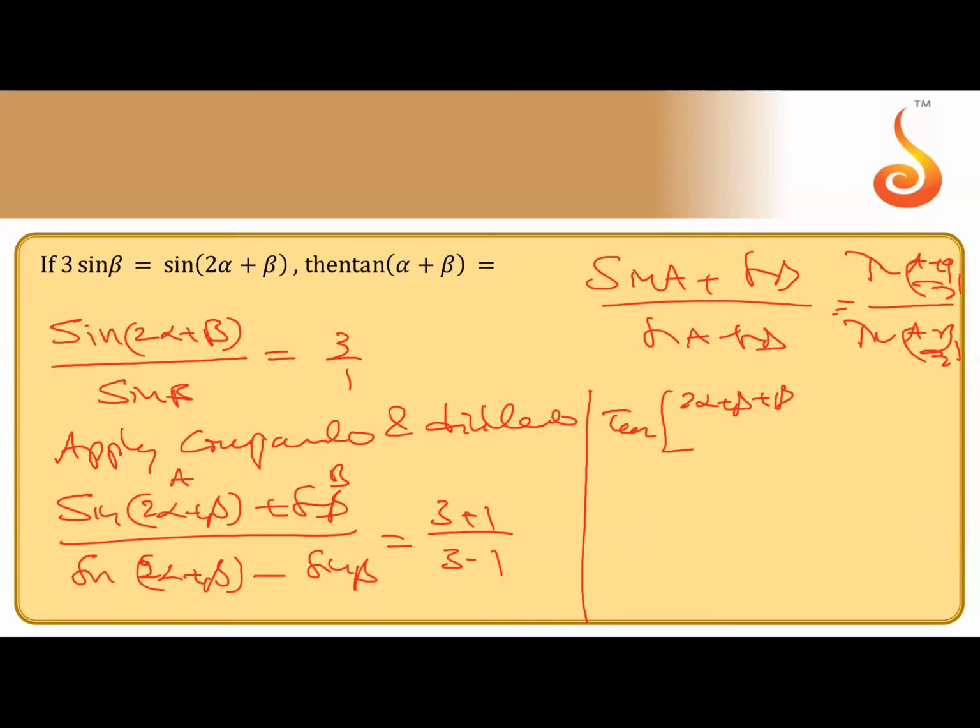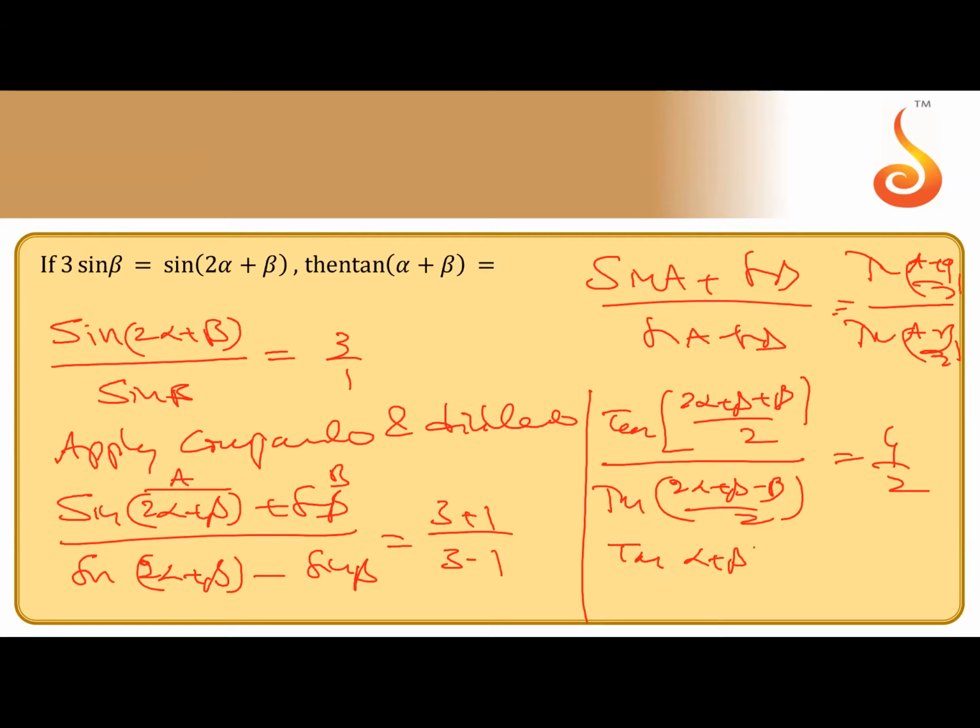2 alpha plus beta by 2 by tan 2 alpha plus beta minus beta by 2 equal to 4 by 2. Okay, just use that formula, tan (a plus b)/2, tan (a minus b)/2. That formula you can apply. This entire thing a you can take, this is b, b is beta. Now, yes, very good. This is simplified numerator: tan alpha plus beta. Denominator beta cancels, 2 alpha by 2, tan alpha comes, is 2. Now cross multiply, tan alpha plus beta equal 2 tan alpha.